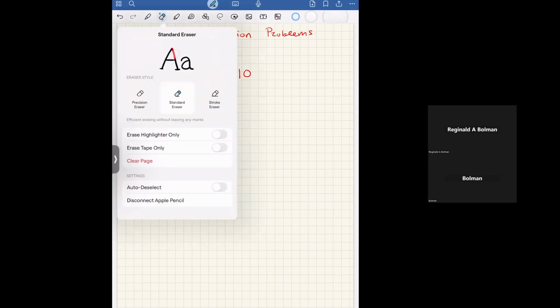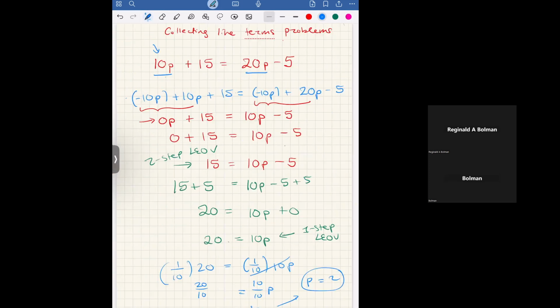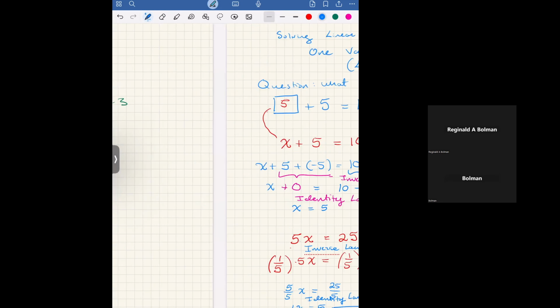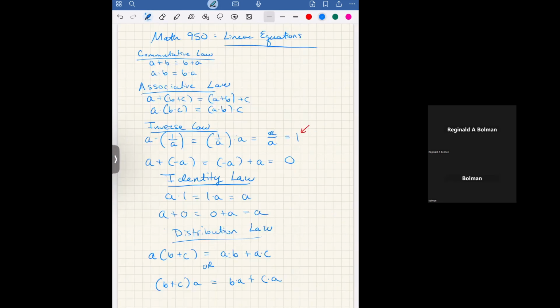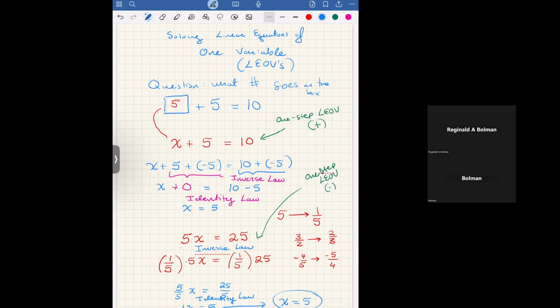In this instance, you've got a 5 that's hanging out in front of a y minus 2. So using the distribution law, if we go back to our rules of algebra, we know that if we have any number sticking out in front of a sequence of parentheses where the terms are being added or subtracted from each other, then you take the number and multiply across the values that are inside of the parentheses.